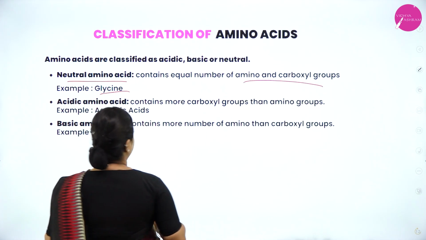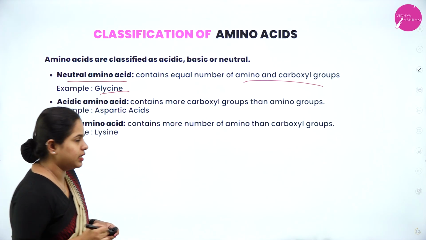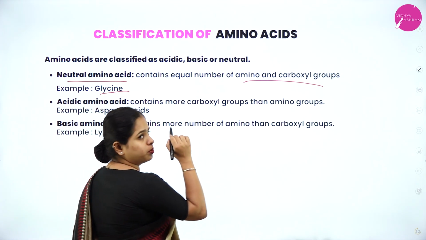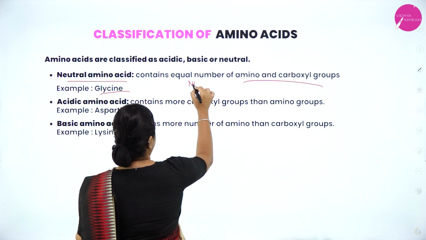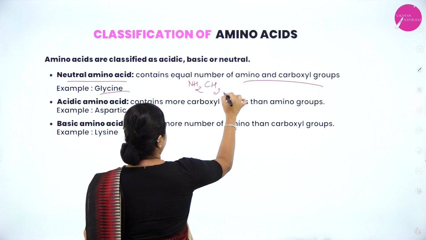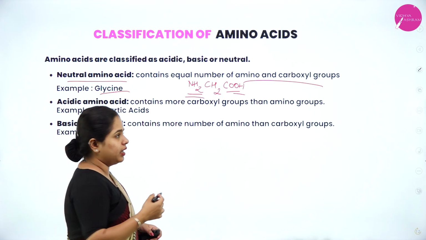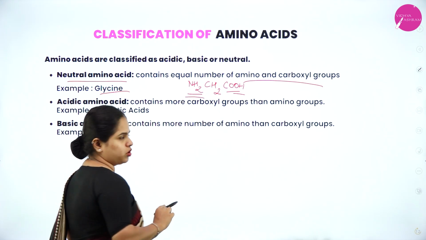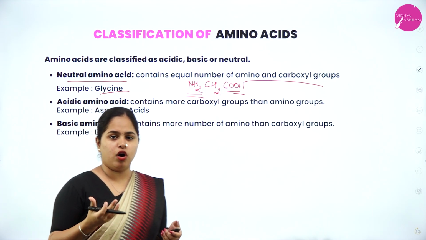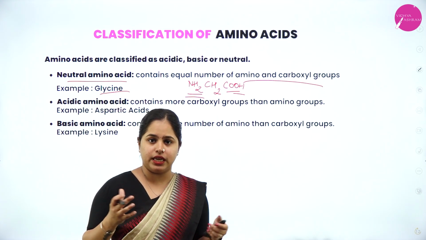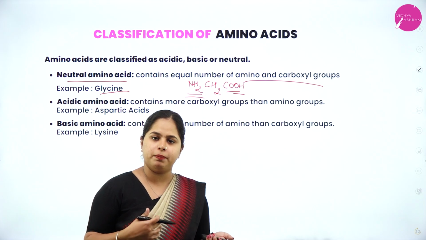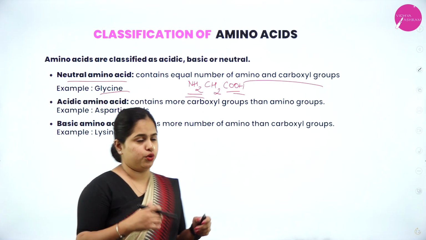For example, glycine. So what was glycine? The R group is H there. So you have NH2, CH2 and COOH. This is glycine. From here you can see that there is only one amino group and one carboxylic group. So the number of amino groups and carboxylic groups is equal. That means it is neither going to be basic nor acidic. It's going to be neutral, right?